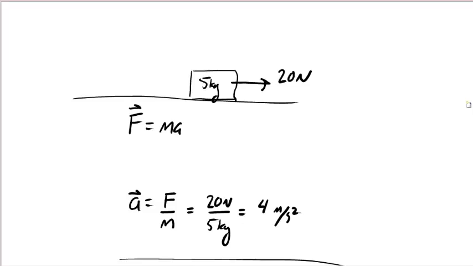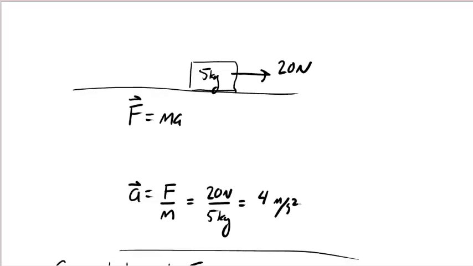Now notice there's a little arrow above the a reminding you it is a vector. Acceleration has direction, and so does force. Force can go 20 newtons to the right, 20 newtons up, 20 newtons west. It can do all those things because it is a vector.